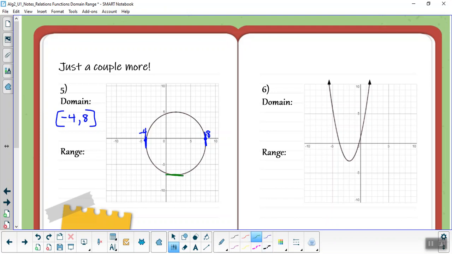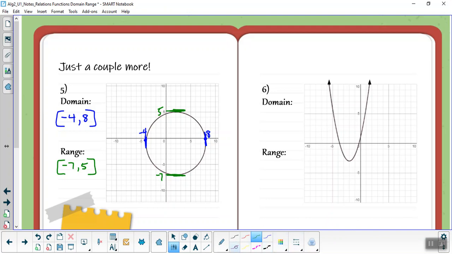Range, how far down and how far up. So this looks like -7 far down, and then 5 for up. So we would say -7, comma, 5. Both points exist, so we would have brackets.